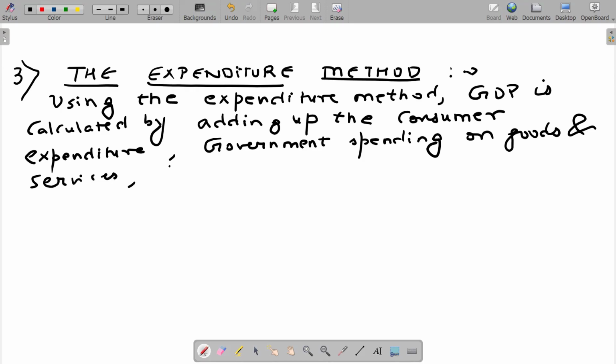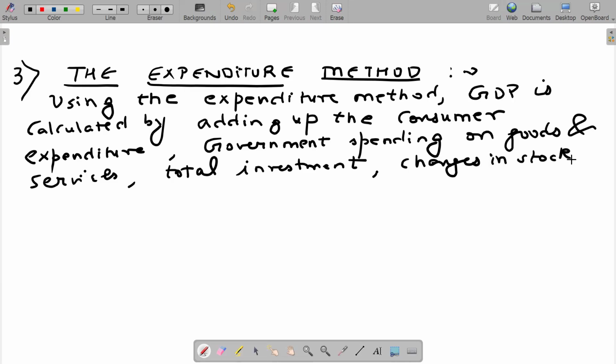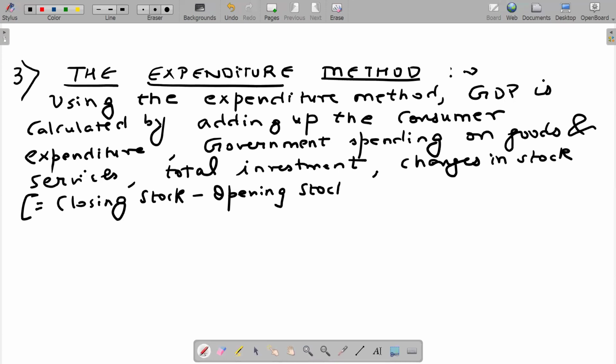It also includes investment done by the firms. Investment denotes firm spending on capital goods like machinery. So total investment. It also includes changes in stock. Changes in stock is going to capture how much additional stock is added to the economy in a given year but not sold. So it's the closing stock minus the opening stock. This includes the stock of unsold goods, which were produced in that year but not sold.